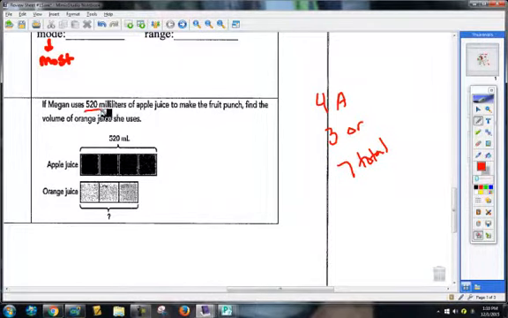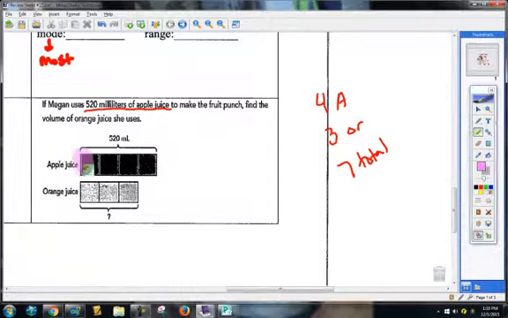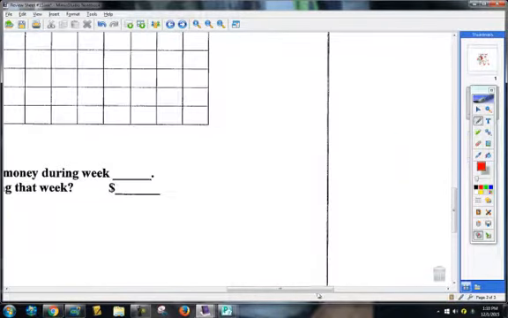If Megan uses 520 milliliters of apple juice, I know that the 520 is just representing the bar that's representing apple juice. I don't want to tell you, but you're going to have to figure out what one of these little boxes is. That's the whole point of bar modeling. We're trying to figure out, well, what is one piece? If I can figure out how many milliliters is in one of these, then I can figure out how much orange juice I need by just multiplying it by 3. Okay? Let's go ahead and go to the back.